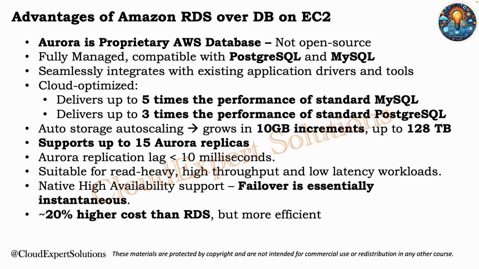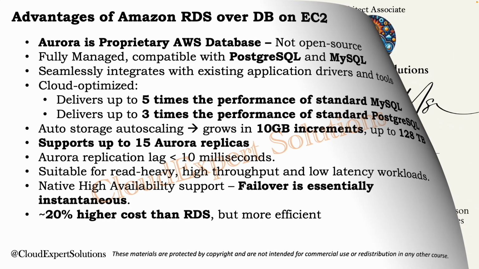Now, one thing to keep in mind is the cost. Aurora is about 20% more expensive than RDS, but thanks to its performance, scalability and reduced maintenance, it often ends up being more cost efficient in real-world workloads. So to summarize, Aurora is a proprietary, cloud optimized, highly scalable and highly available database, delivering enterprise-grade performance that justifies the higher cost. It's one of AWS's strongest database offerings, especially for mission-critical applications.